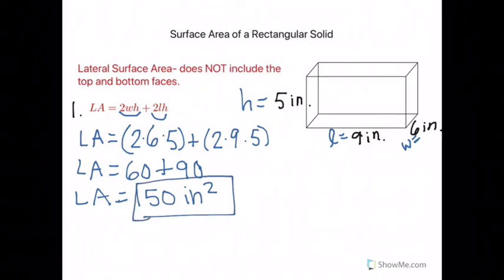So it's actually a little bit easier to find the lateral surface area than the surface area, since it eliminates the first part of the surface area formula. So we're not including the top and bottom faces. Let's do one more example.